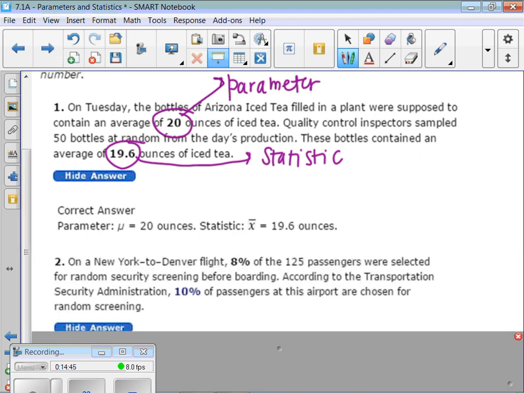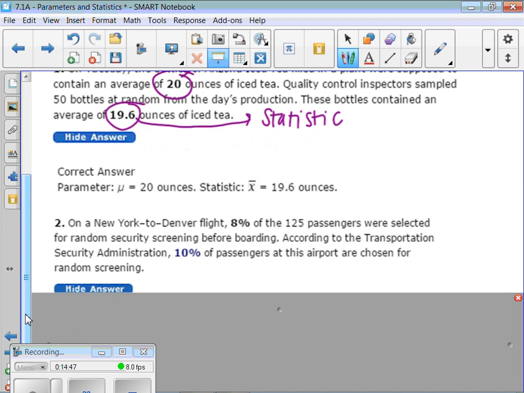Okay. All right, on a New York to Denver flight, 8% of the 125 passengers were selected for random security screening before boarding. According to the Transportation Security Administration, 10% of passengers at this airport are chosen for random screening. So first of all, are we doing means or proportions in this one? We are doing proportions because it's percents, okay? And then this 8%, is this the parameter or the statistic?